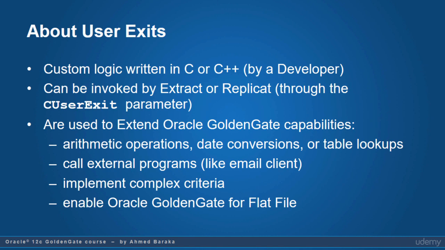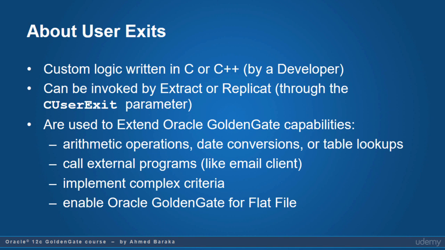User exits are custom logic written by the Oracle GoldenGate clients in C or C++ languages. They can be invoked from the GoldenGate extract or replicate processes through the C user exit parameter. C language is considered a low-level language which provides a wide range of capabilities that GoldenGate doesn't provide. For this reason, user exits are mainly used to extend the Oracle GoldenGate capabilities.